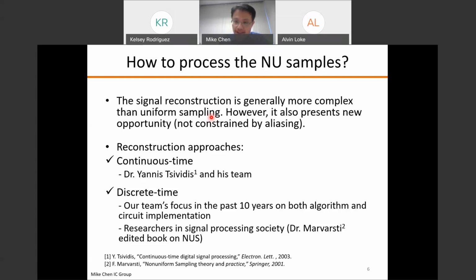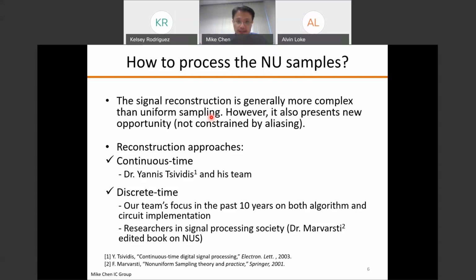However, the message I'd like to point out today is that even though the algorithm may be more complex or more unknown, because it is not compared to uniform sampling and a lot fewer people have been working on this, it actually presents a new opportunity, mainly related to that aliasing pattern. Because we do non-uniform sampling, it could be alias-free, or it can have some weird aliasing patterns. So maybe there's something we can take out of that.